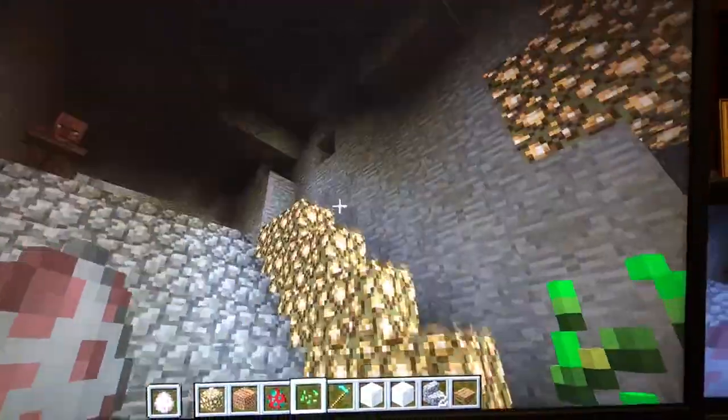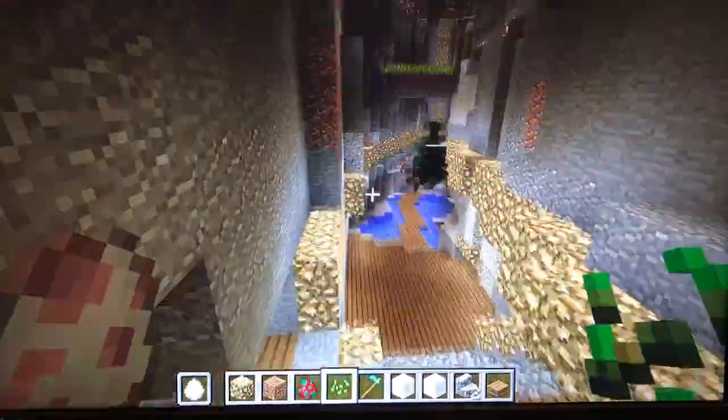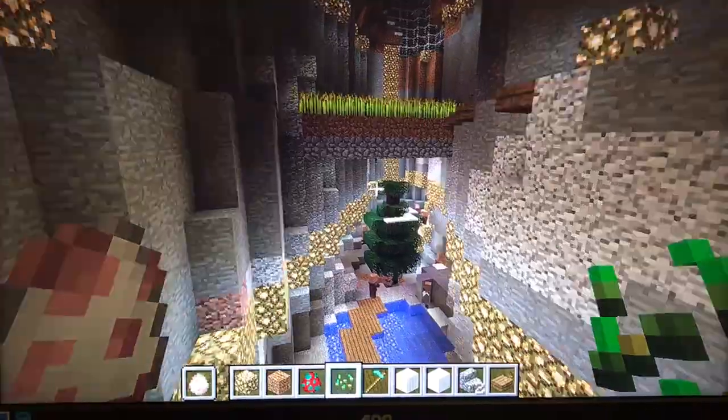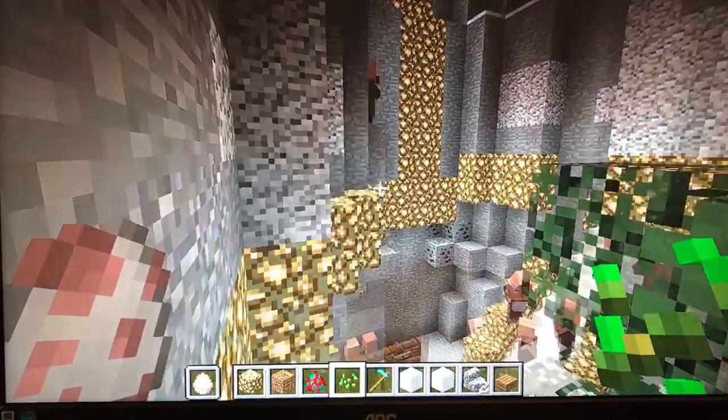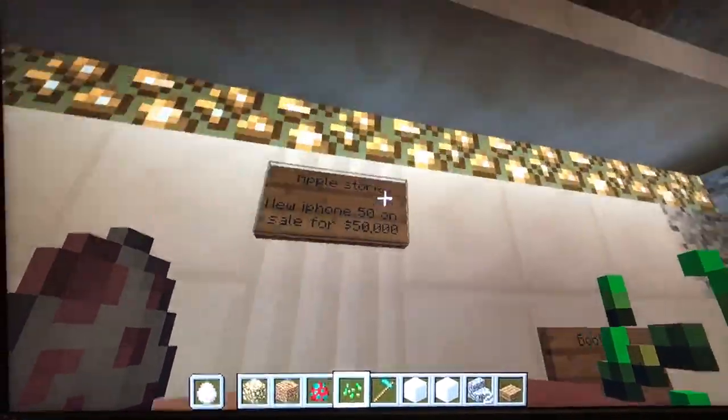And of course, the most important part of my biome, the way you stay connected to the internet, the Apple Store. Yes, it's 100 years in the future, so they're selling iPhone 50s.